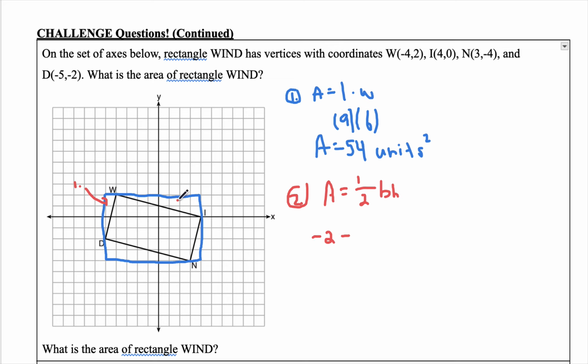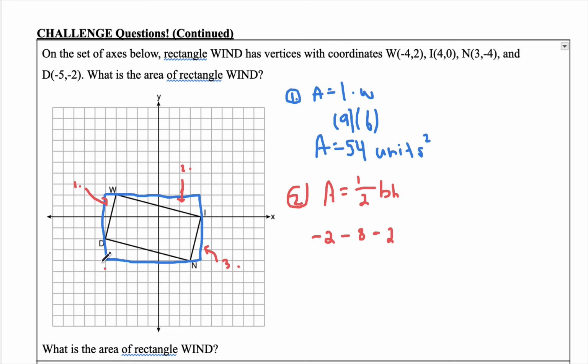Let me go to my second one right over here. Base is going to be what? 1, 2, 3, 4, 5, 6, 7, 8. My height is 2. 8 times 2 is 16. Divided by 2, that means my area is 8 for number 2. If I go to number 3, you're going to see it actually becomes the same, because my base is 1. My height is 1, 2, 3, 4. 4 divided by 2 is 2.